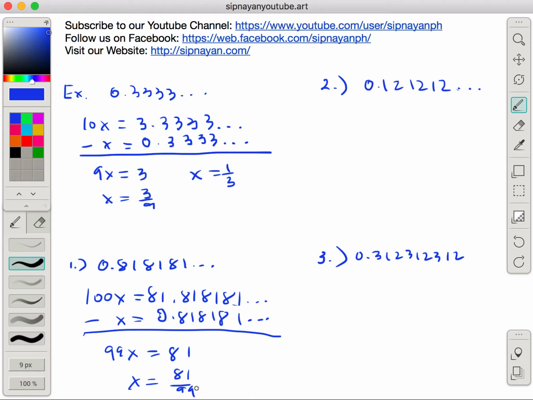To reduce it to lowest terms, we divide both the numerator and the denominator by 9. It's obvious that both are divisible by 9. So x is equal to 81 divided by 9, which is 9, over 99 divided by 9, which is 11. There's nothing more to reduce in 9 and 11. So this is our answer.